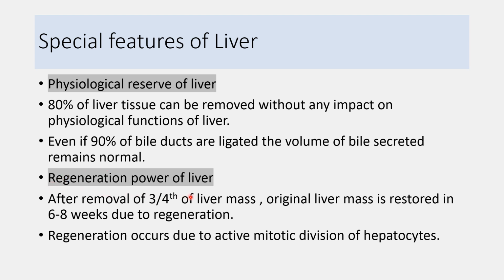The regenerative power of the liver is considerably more. For example, even after removal of 3/4 of the liver mass, the original liver mass is restored in 6 to 8 weeks due to regeneration. And this regeneration occurs because of the active mitotic division of the hepatocytes. So even after destruction, the liver can regenerate its lost mass by active mitotic division. So the regeneration power of the liver is also more.